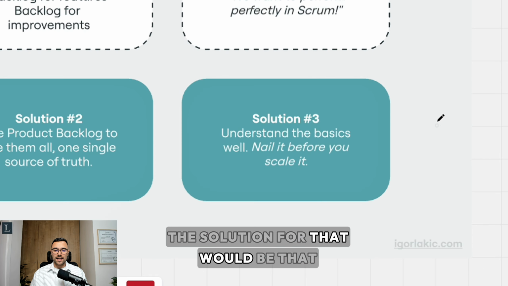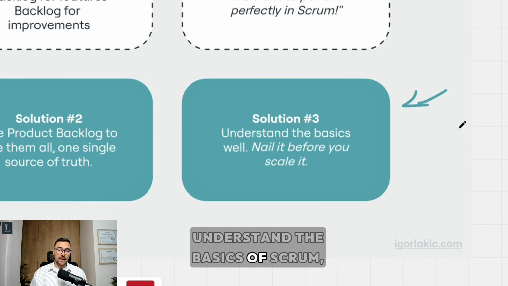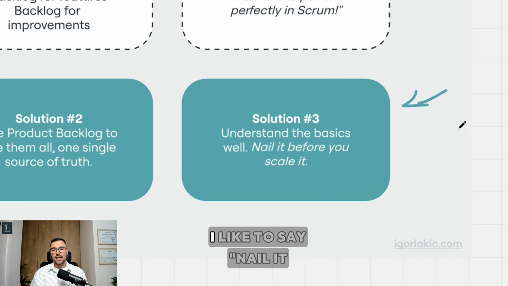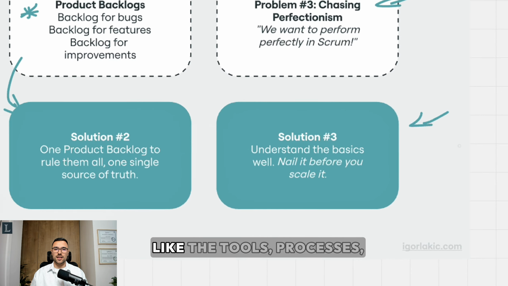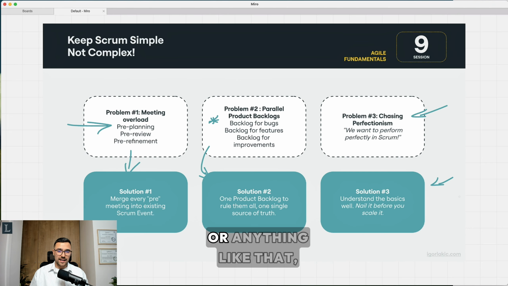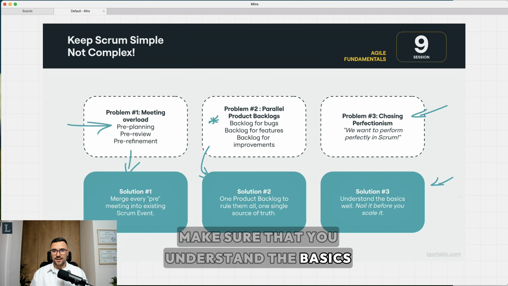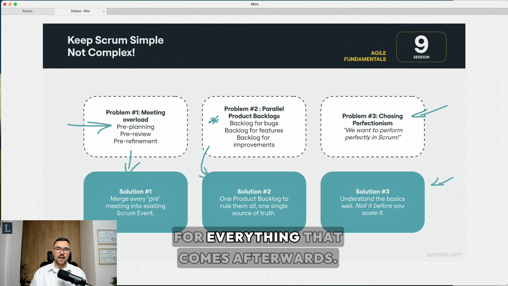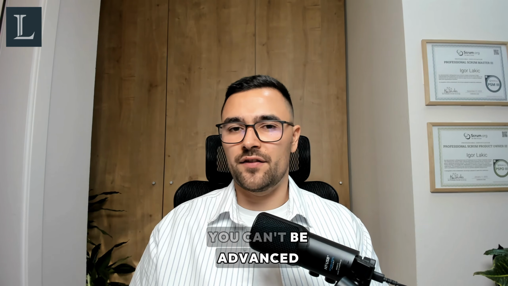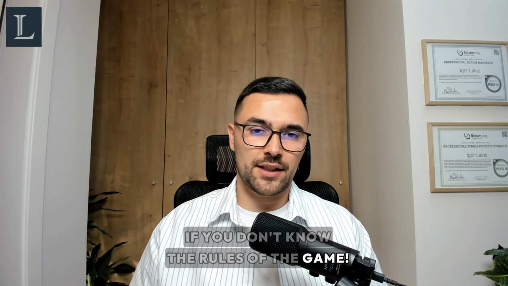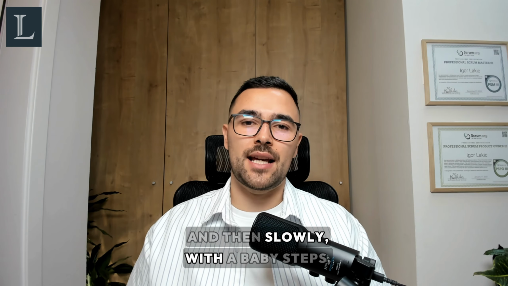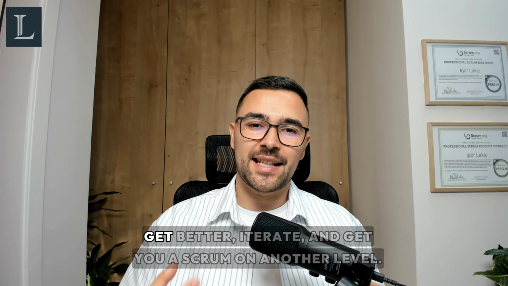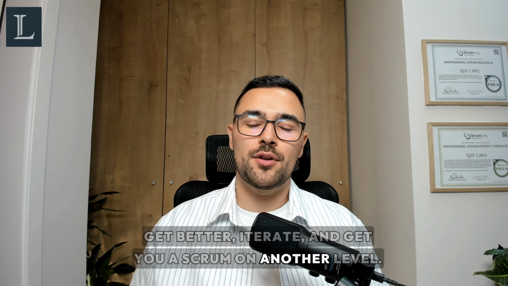The solution is to understand the basics of Scrum, understand the fundamentals. I like to say nail it before you scale it. So before you try something fancy in your team, like tools, processes, practices, or anything like that, make sure that you understand the basics, because the basics are the building blocks for everything that comes afterwards. You can't reach an advanced or distinguished level of understanding Scrum if you don't know the basics, if you don't know the rules of the game. So get back to basics, understand them well, and then slowly, with baby steps, one step at a time, improve, get better, iterate, and get your Scrum to another level.